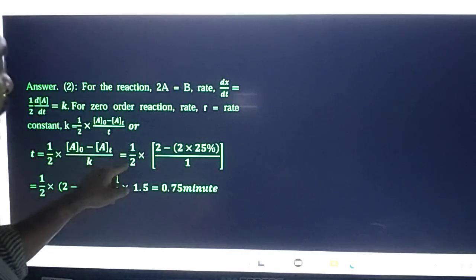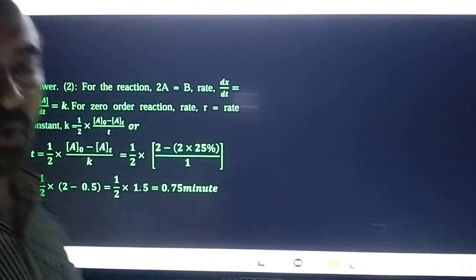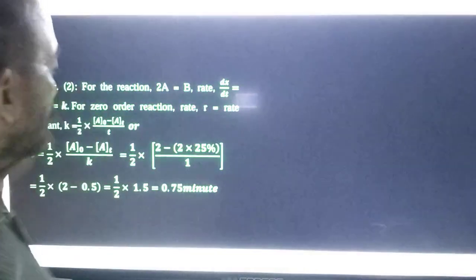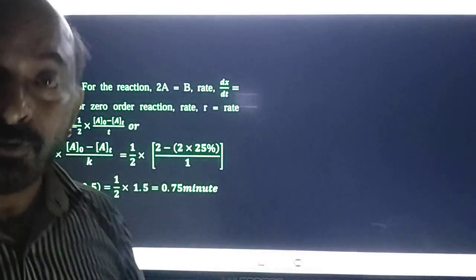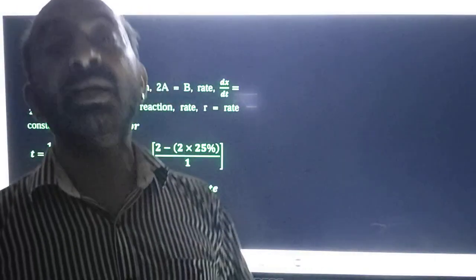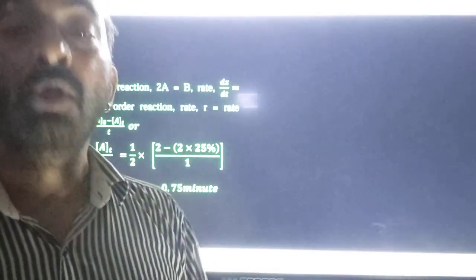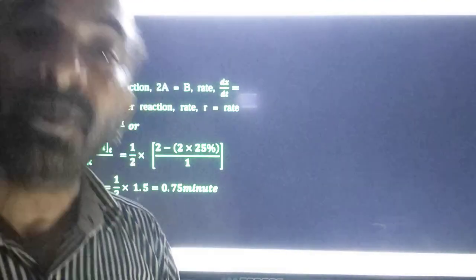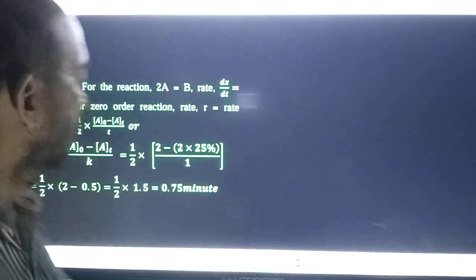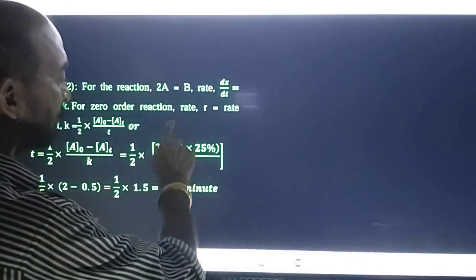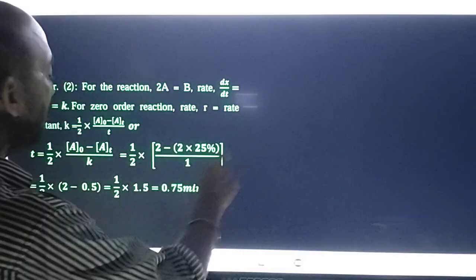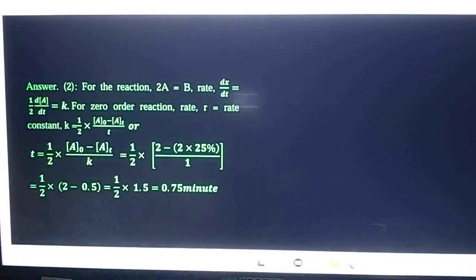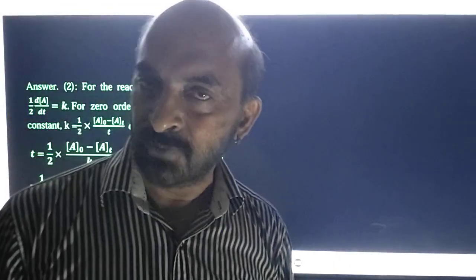Now we substitute, 1 by 2, initial concentration 2 molar. What is the final concentration? As per the question, the remaining concentration will be 25% of the initial concentration, because they are asking the time for the completion of 75% of the reaction. Since you have started from 2 molar, the remaining concentration will be 2 into 25%. So 2 minus 2 into 25%, divided by K, which has been given to be 1 in the question. Then upon simplification, you get 0.75 minute as the answer for this question.